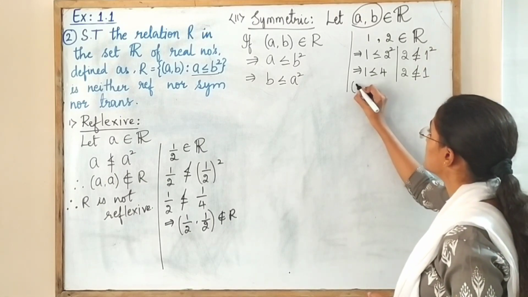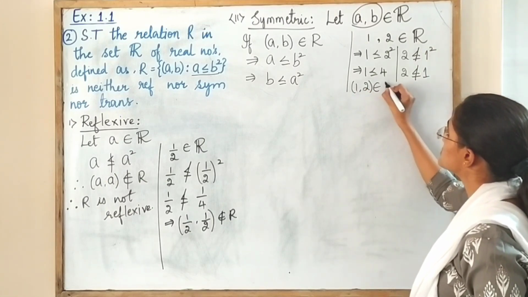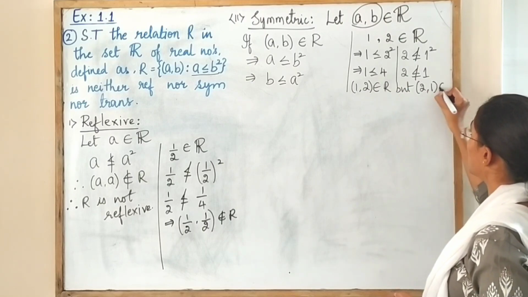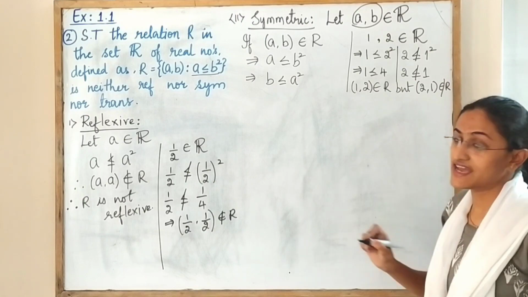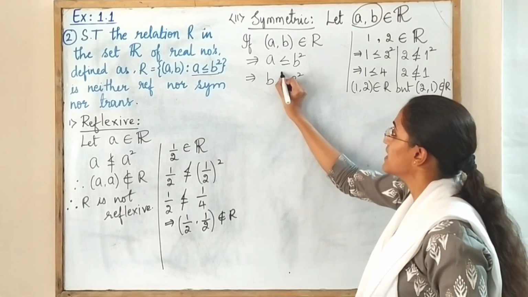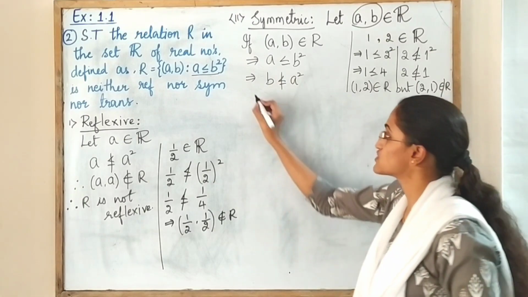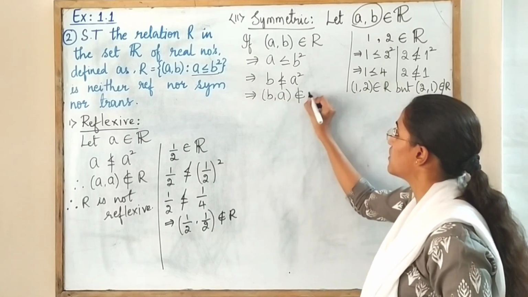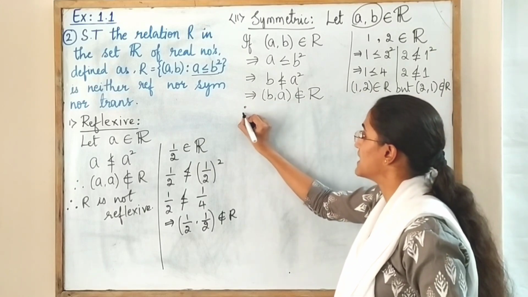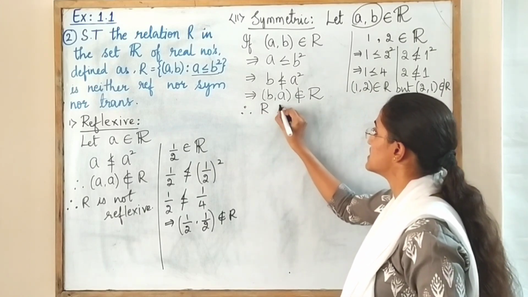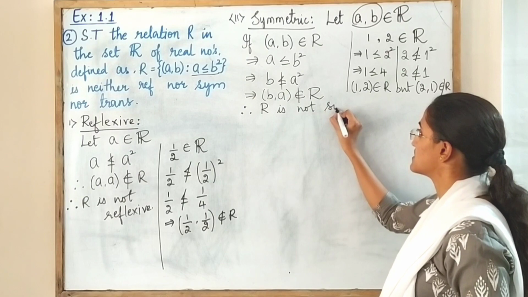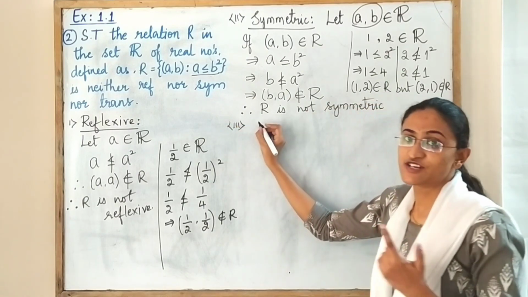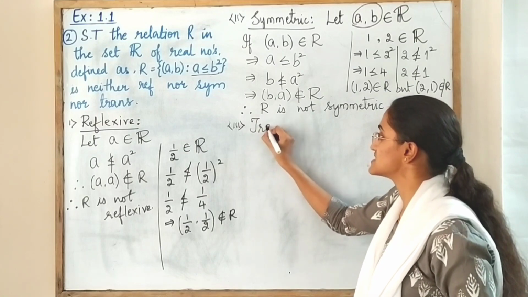And hence you can conclude 1, 2 belongs to the relation R, but 2, 1 is not in the relation R, and hence B is not less than or equal to A square, and hence B comma A does not belong to the relation R, and hence R is not symmetric. The last one is to check whether the relation is a transitive relation.